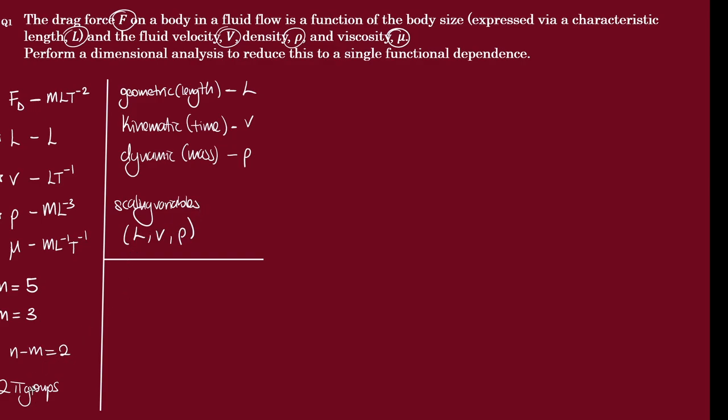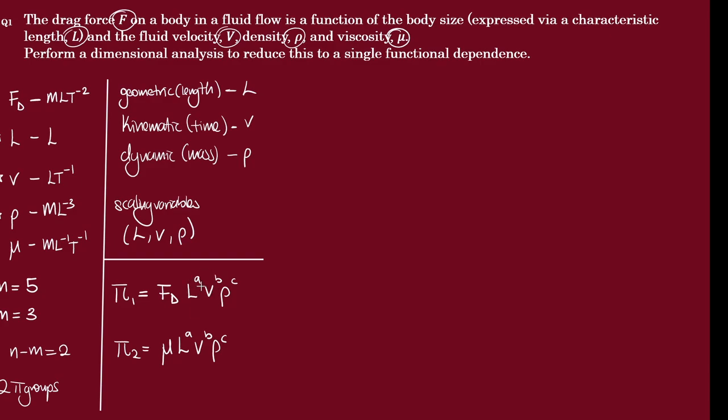So remember we said we had two pi groups, and the pi groups are going to be made of the scaling variables and the non-scaling variables individually. Okay, so let's write our pi group. The first pi group is going to be pi 1, and pi 1 is going to be F_D, so that's the first non-scaling variable, times L raised to power a, v raised to power b, rho raised to power c. Pi 2 is going to be, we find the next non-scaling variable, so that's mu, times L raised to power a, v raised to power b, rho raised to power c.